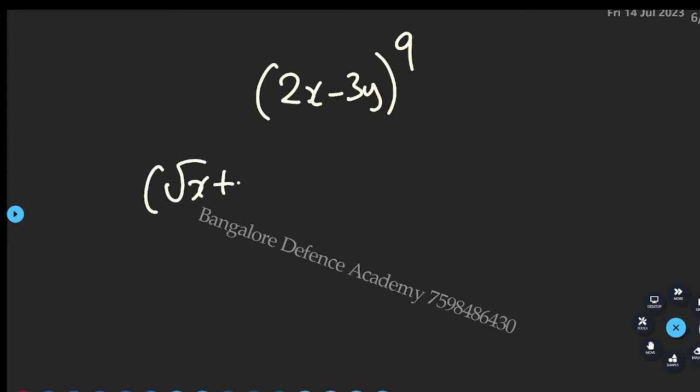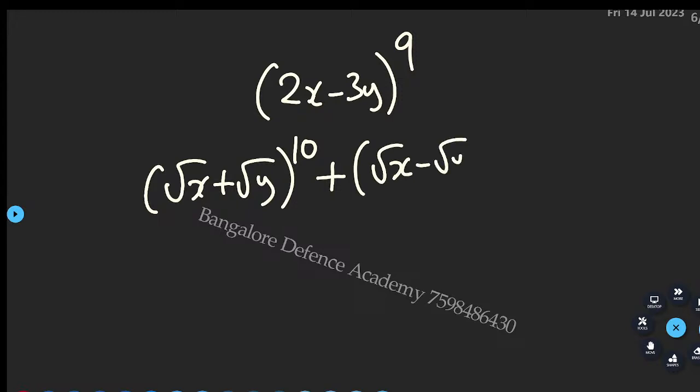Root x plus root y to the power of 10 plus root x minus root y to the power of 10. How many terms? Why do you say 6? Yes, first you should check whether it is plus, then you should check whether it is even. So what is the formula for even? N by 2 plus 1. N by 2, what is half of 10? 5. 5 plus 1, 6. Answer is 6.